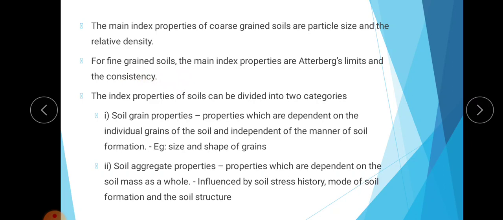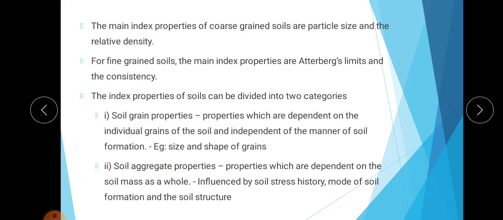And the index properties of soil can be divided into two types. They are soil grain properties and soil aggregate properties. Soil grain property means the property which is dependent on the individual grain of the soil, and it is independent of the manner of soil formation. That is, a property which depends on the individual grain of the soil is known as soil grain property, and the property which depends on the soil mass as a whole is known as soil aggregate property.